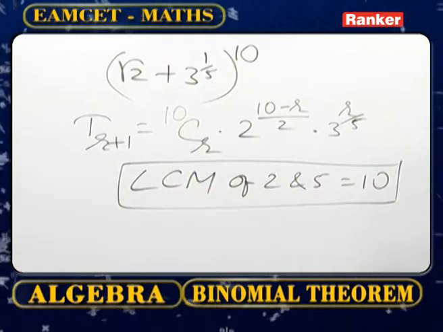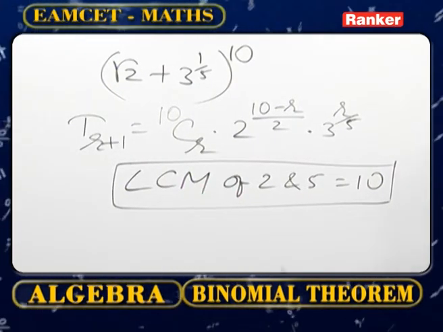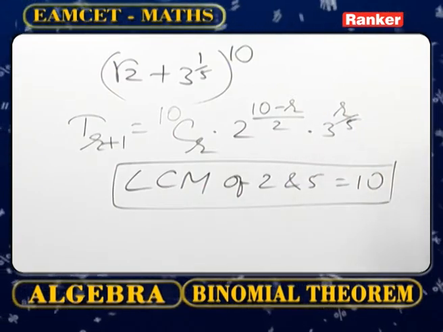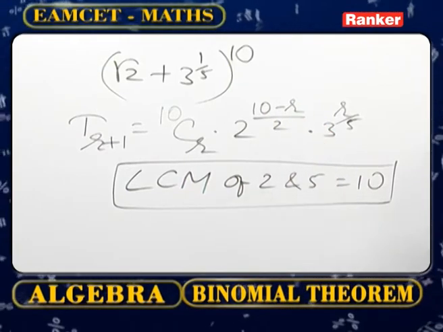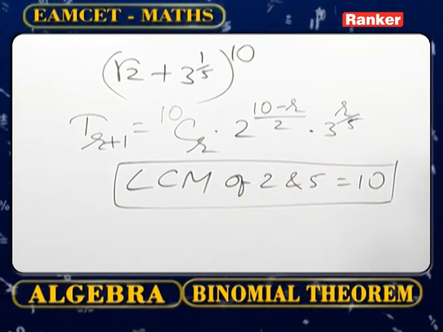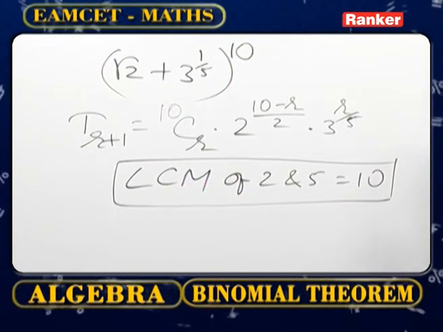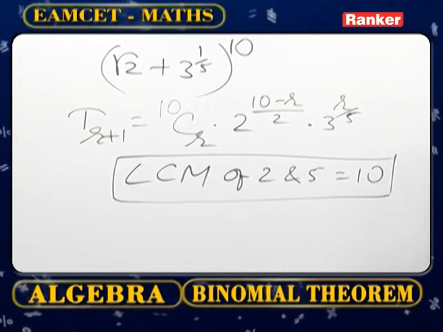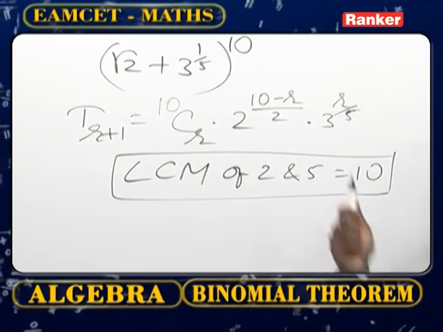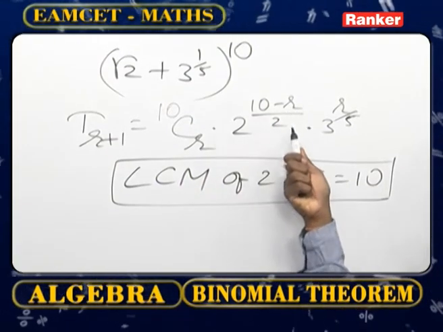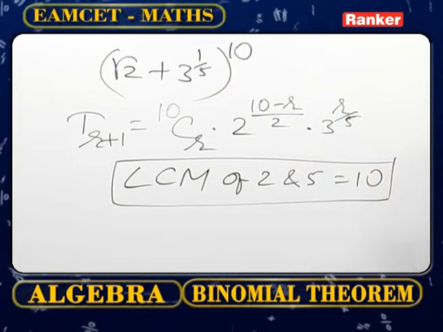Okay. Now let us try by taking r equal to 10. If you substitute r equal to 10, 10 minus 10, 0 by 2, 0. 2 power 0, no root. If I write 10 here, 10 by 5, 2, 3 square, 9, no root here. If I write 0 here, then 10 minus 0 by 2, 10 by 2, 5. And if I write 0 here, it is 0 by 5, 3 power 0, 1, like that.